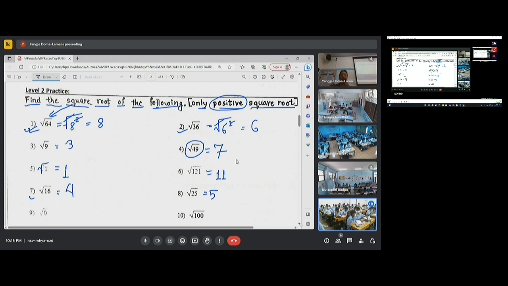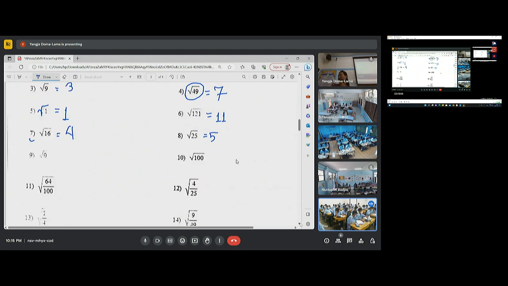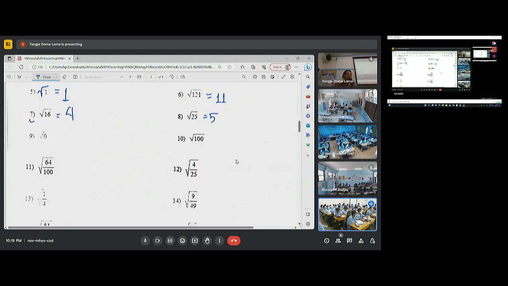Getting easier now, right? You feeling easy? Number 9, what is this? Root 0 is 0. Number 10, read this. Root 100 is 10. Number 11, read. How do you read this? Root 64 over 100. Also can be written as root 64 over root 100.